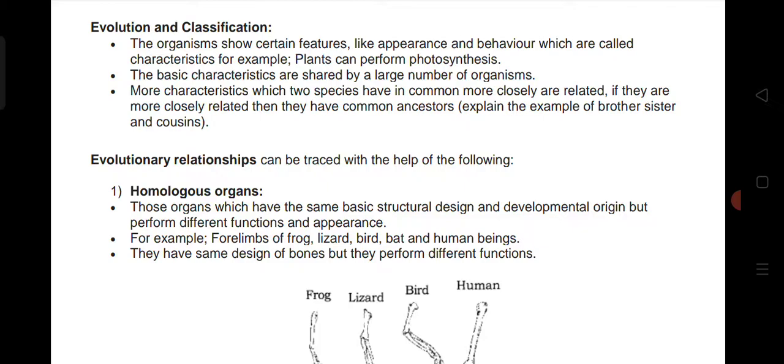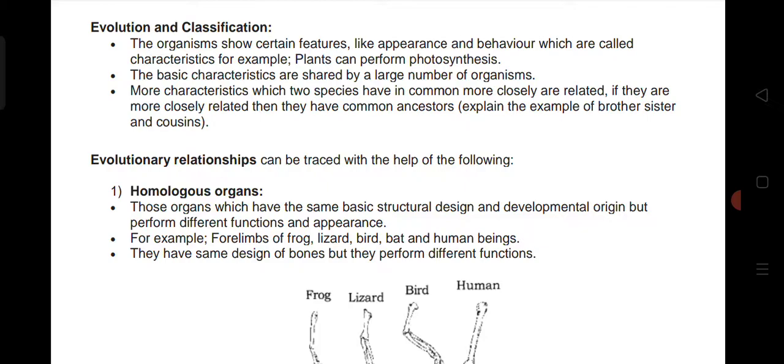Two types of features are being seen. The first is the appearance and the second is the behavior, right? Based upon these two features it forms a characteristic, and the basic characteristics are being shared by a large number of organisms. Characteristics are being shared between a larger number of organisms.